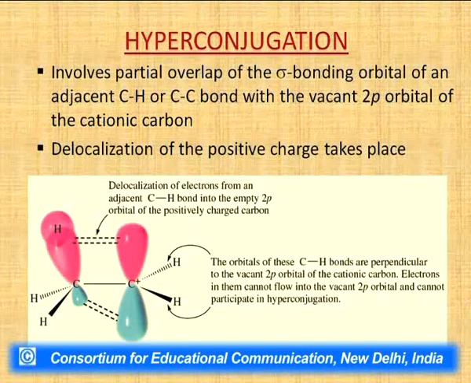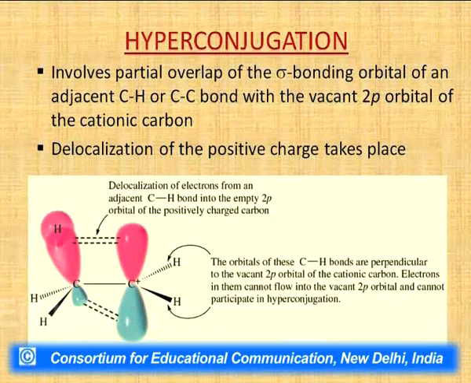What is hyperconjugation? Hyperconjugation involves basically the partial overlapping of the sigma bonded orbital of an adjacent carbon-hydrogen or carbon-carbon bond with the vacant 2p orbital of the cationic carbon. Hence, there is a delocalization of positive charge. When there is a delocalization of positive charge, the stability of the carbocation will be increased.